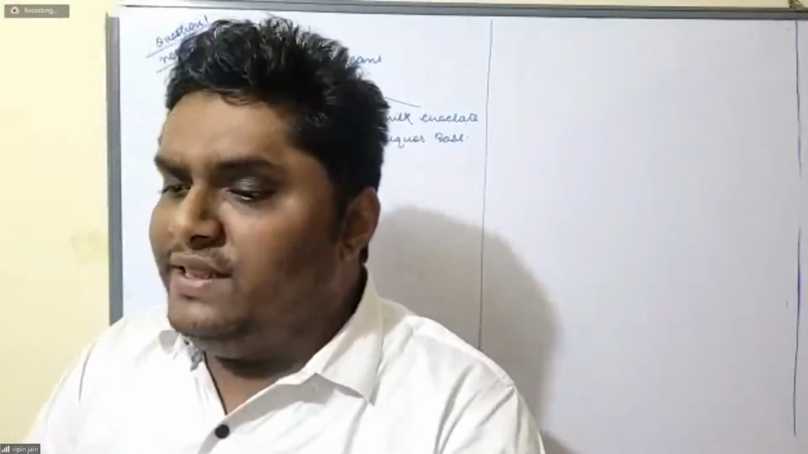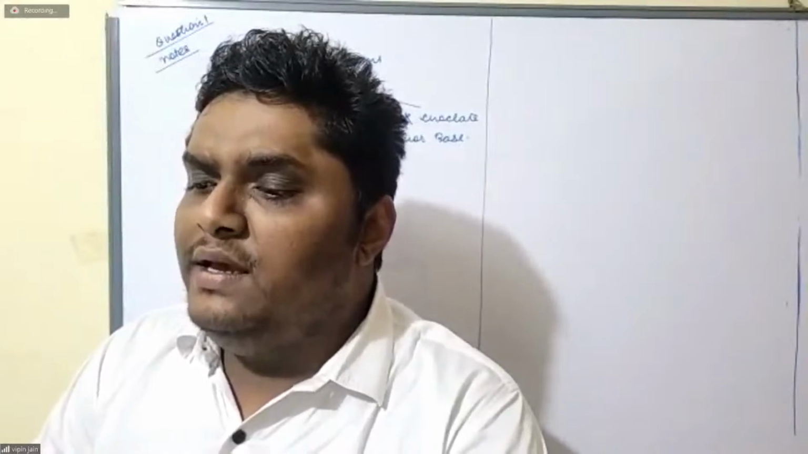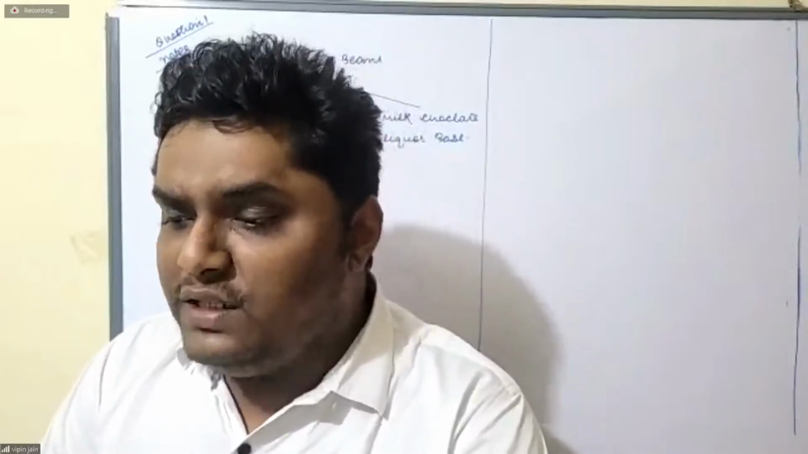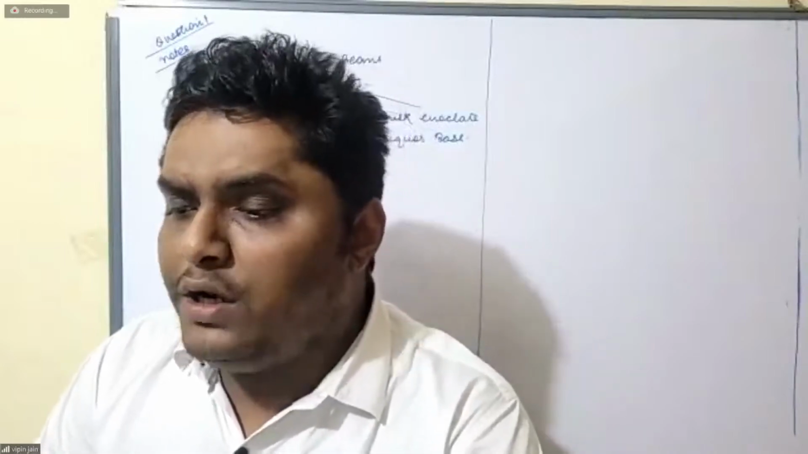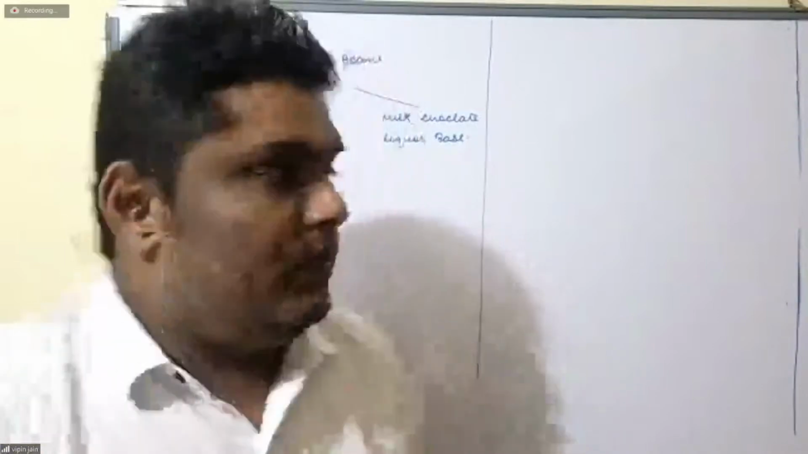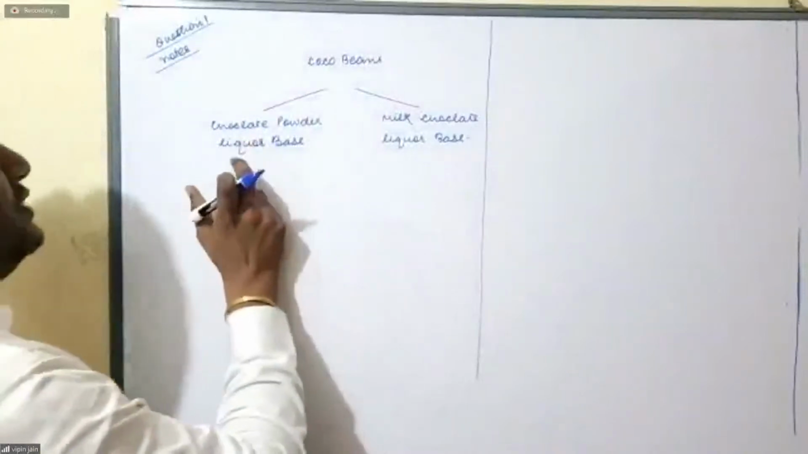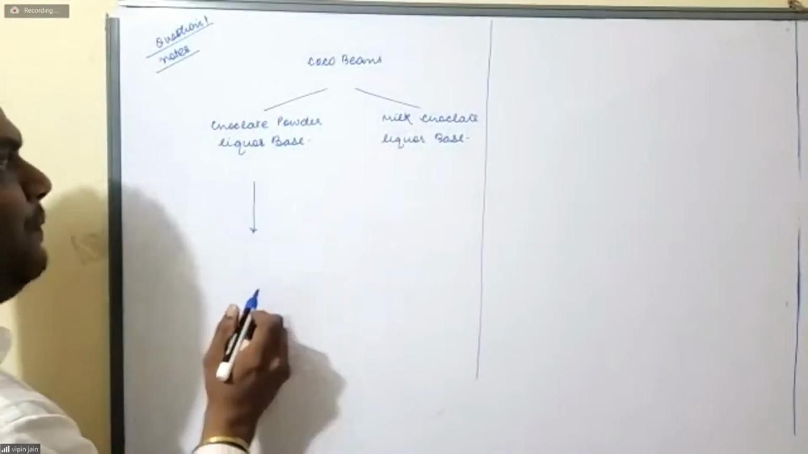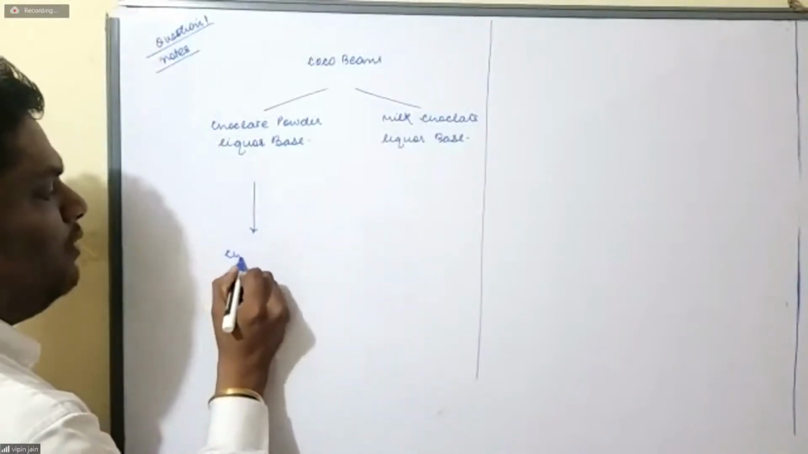Now, it is given that every 500 pounds of cocoa beans yield 20 gallons of chocolate powder liquor base and 30 gallons of milk chocolate liquor base. The chocolate powder liquor base is further processed into chocolate powder, and every 20 gallons of chocolate powder liquor base yield 200 pounds of chocolate powder. So this is further processed into the final product, that is chocolate powder.